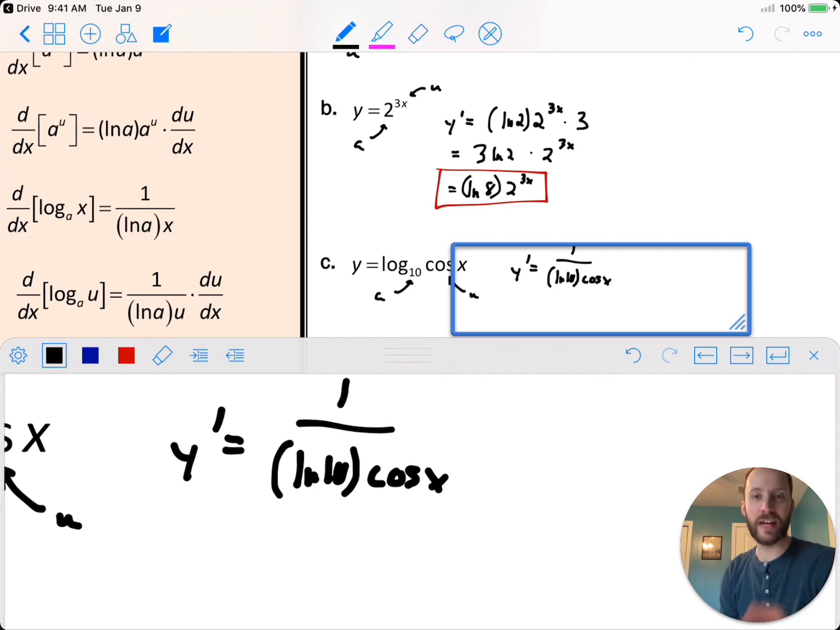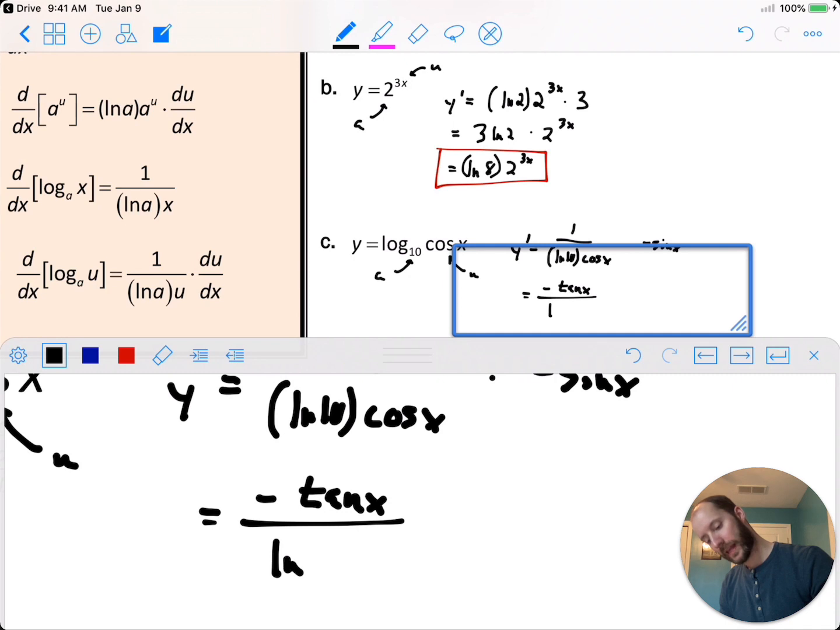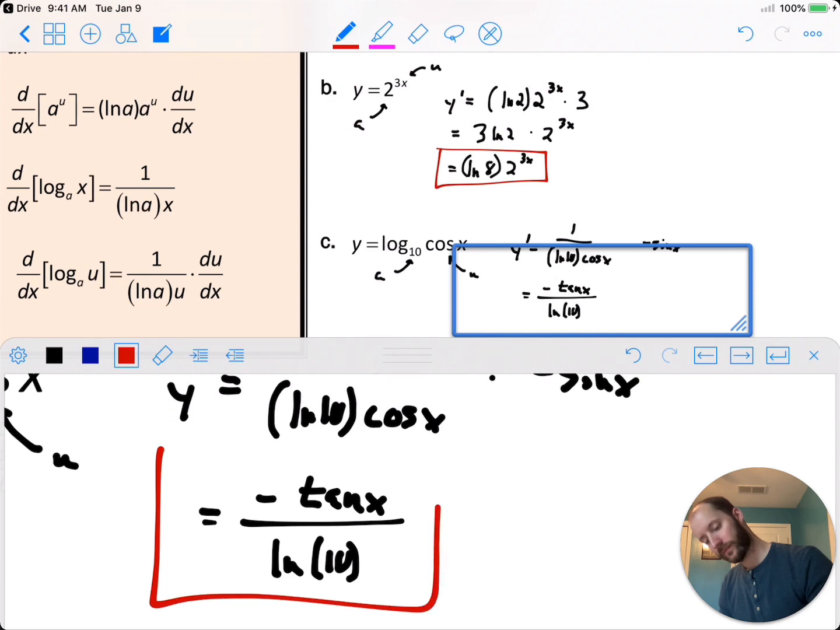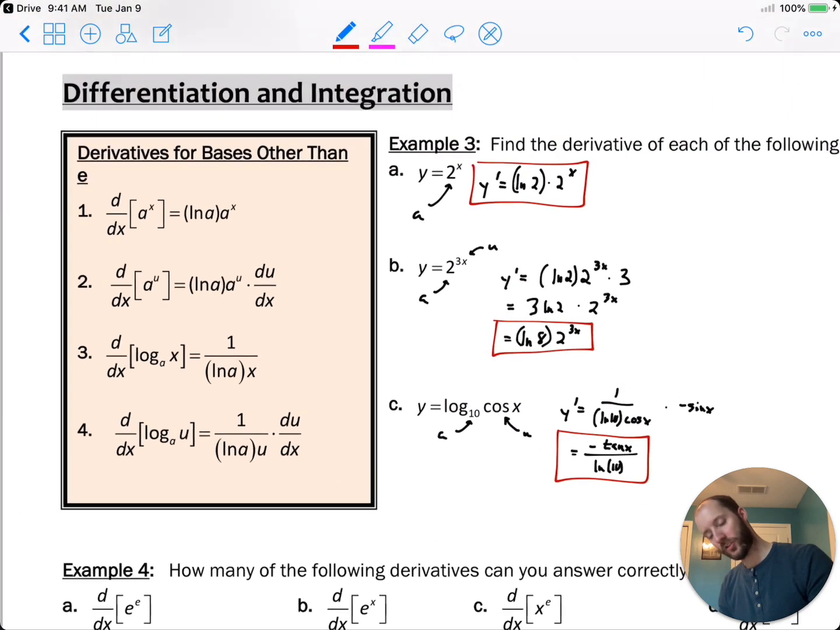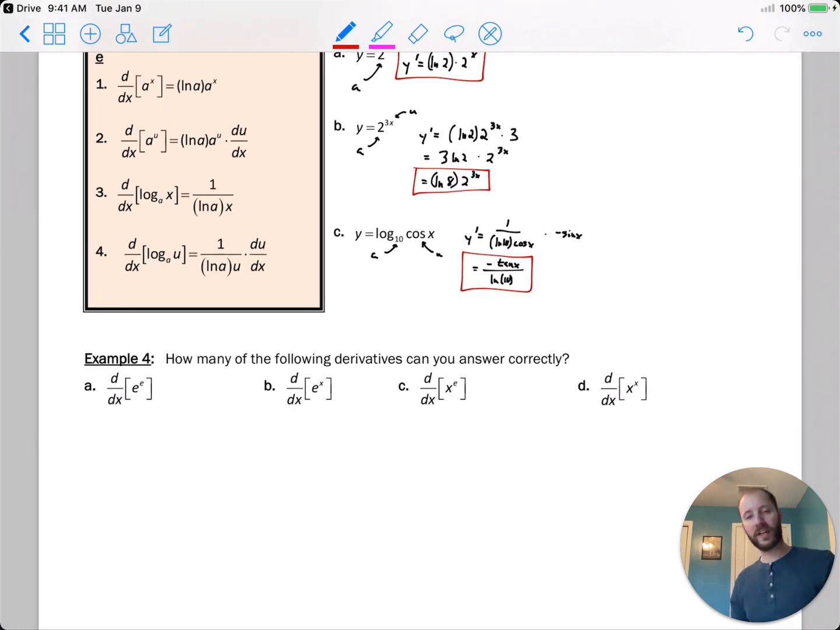Times du dx, so times the derivative of cosine, so times negative sine x. Sine over cosine can be tangent. So negative tangent x over ln of 10. Alright, so just using those rules, really straightforward, using them, getting answers. Example 4, pause the video, see how many of those you could get.